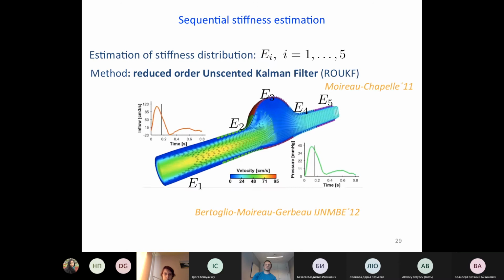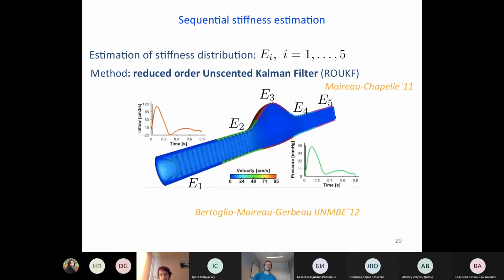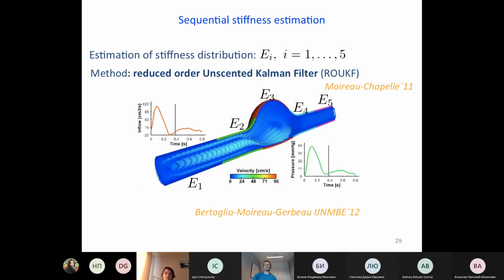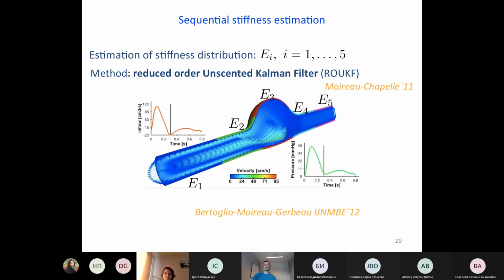So when you are estimating using a Kalman filter, this gives estimates that vary over time. If you estimate the parameters, you will see that at every time step you get a new value of the parameters, and you somehow converge over time. So this is to give you an example. This is a fluid-structure interaction problem emulating an aneurysm, and the idea is to estimate the Young's modulus distribution over the aneurysm by having measurements of the displacements of the wall.